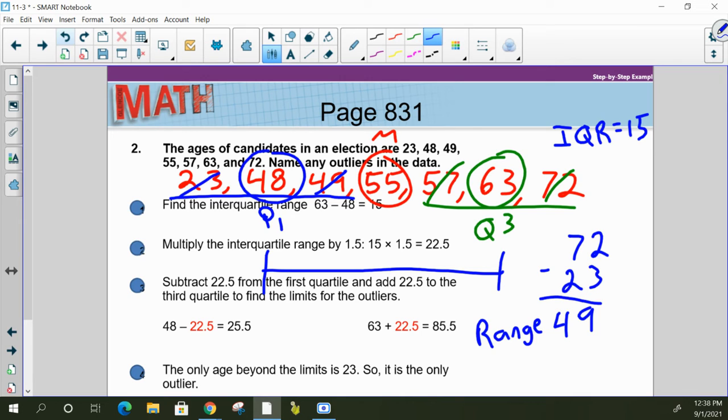All right. So, the outliers. Let's talk about the outliers. If you look at your example on number 2, it has some math that we haven't talked about yet. It talks about taking the quartile and multiplying it by 1.5, and it's just extra math, okay? It's extra steps. The way we're going to do outliers is we're going to just look at the data here. We're going to look at 23, 48, 49, 55, 57, 63, and 72. Do any of those numbers not really fit in our data range?